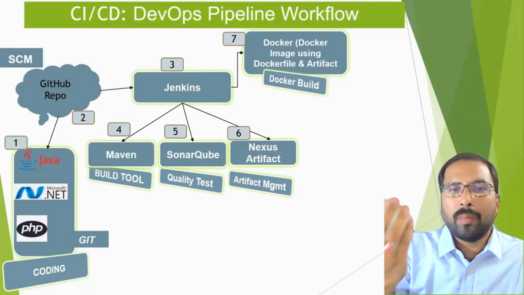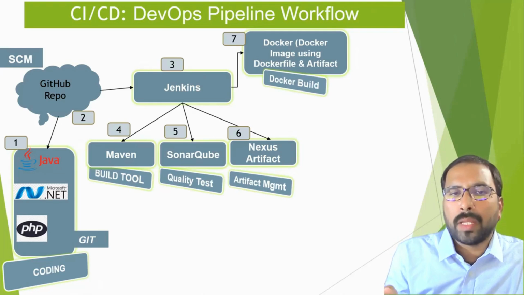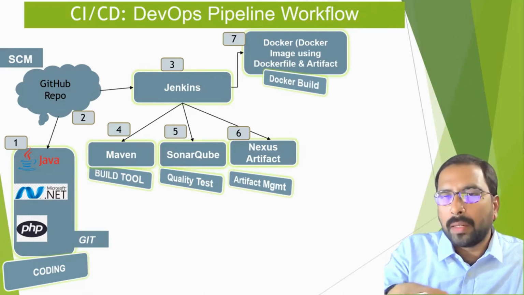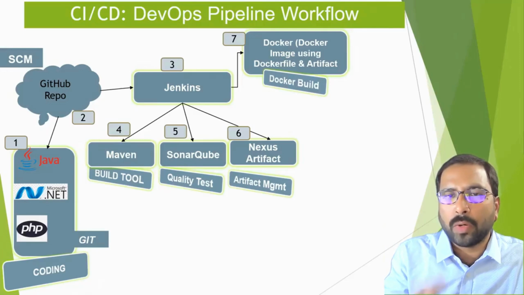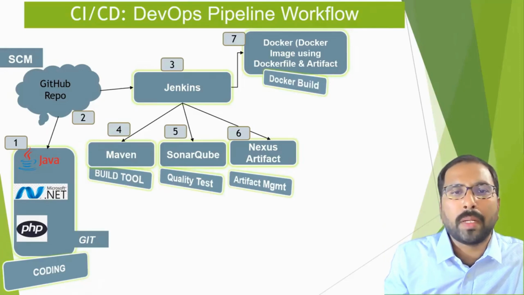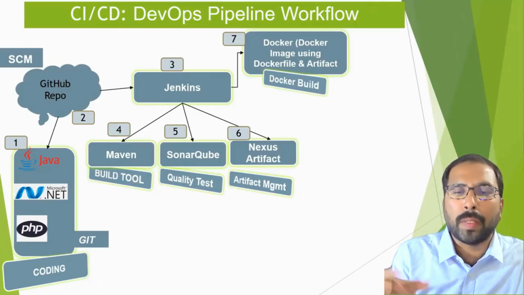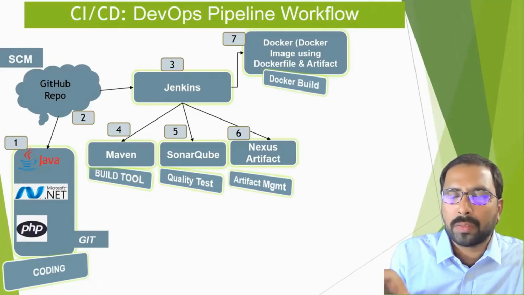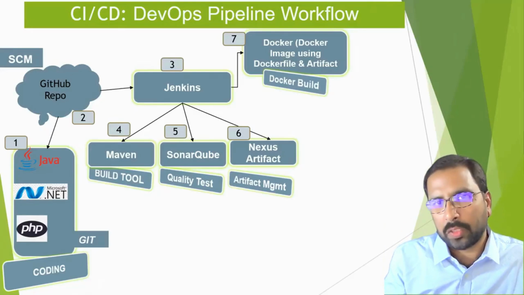Inside the image, it will have the artifact information, the OS information, and for that artifact to work, it requires some dependencies, right? So all those dependencies will be there. The combination of these three things creates the Docker image.